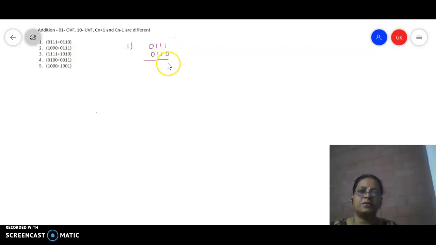So 1 plus 0 is 1, and 1 plus 1 is 2. If it is 2, we have to convert that into binary. The binary format of 2 is 10. So you write this LSB first, then you take the MSB to the next position. You have to add like this.